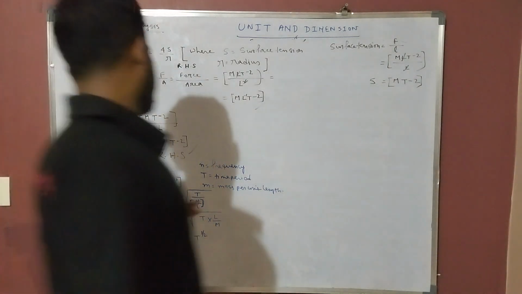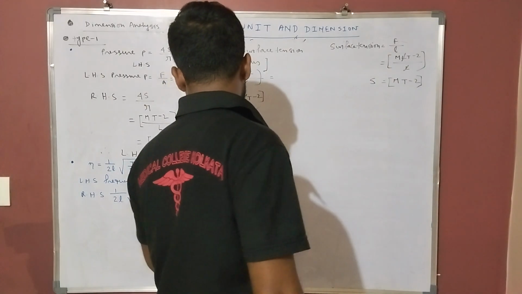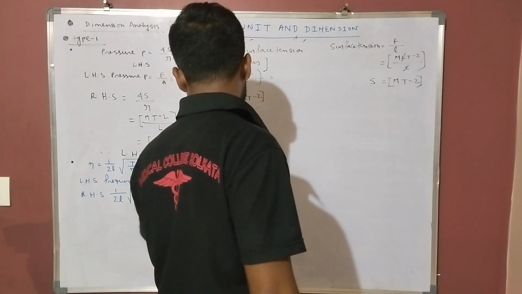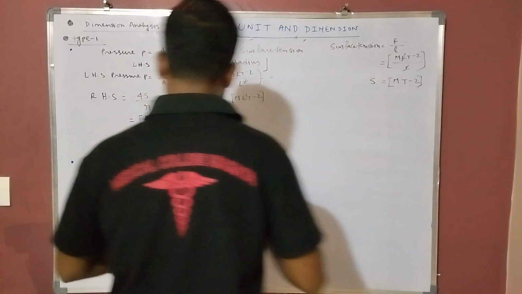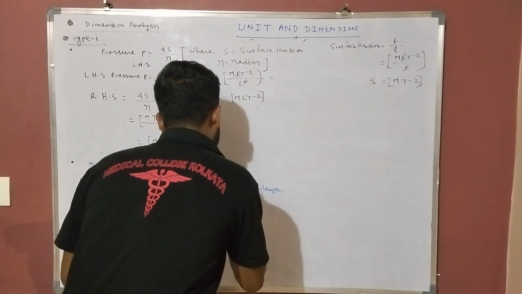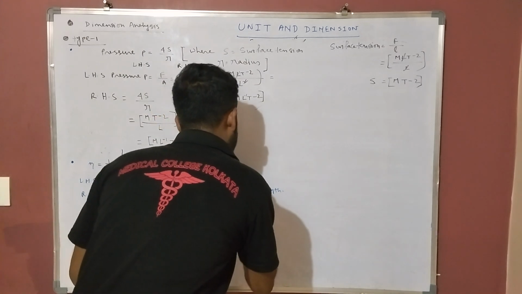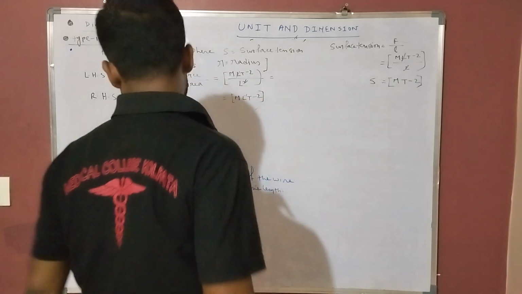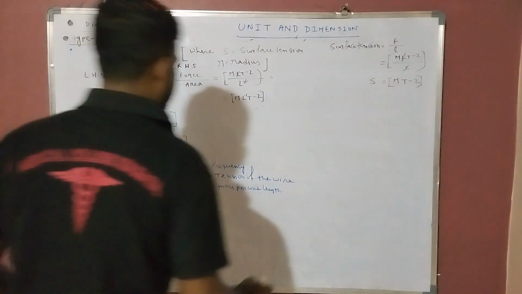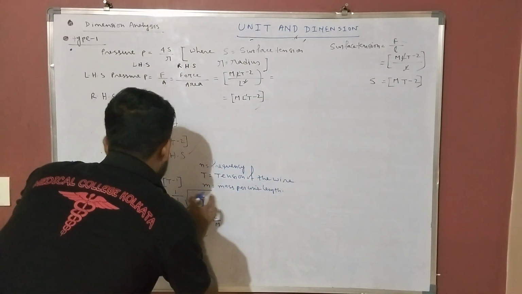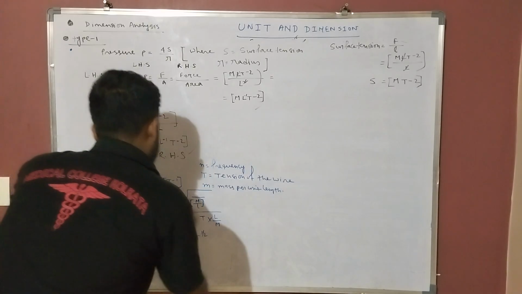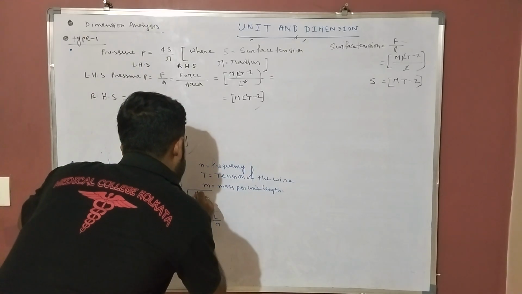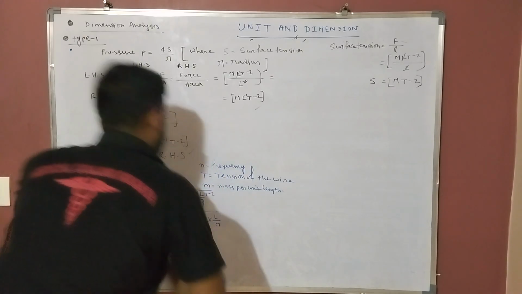Sorry, T is not time period here. T is tension of the wire. Tension means force, one type of force. Tension means force, and force means M L T to the power minus 2.